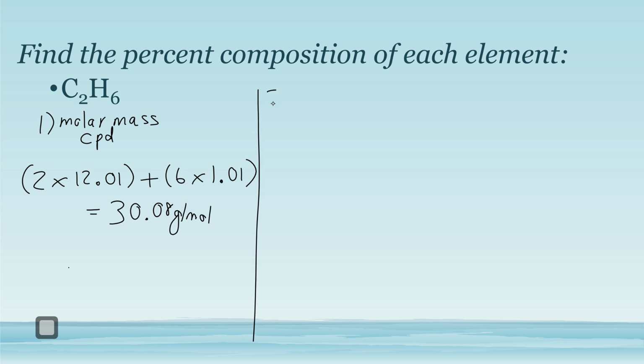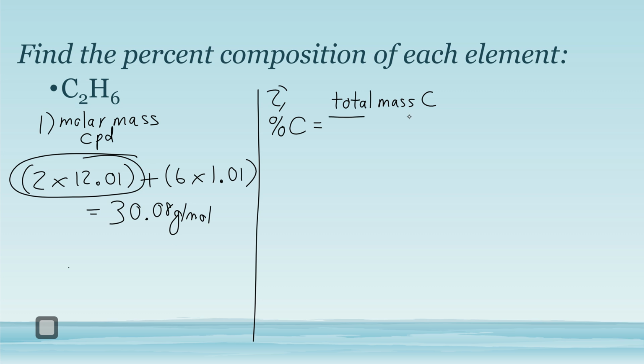Step 2 is now where we use the formula. So I'm going to do percent composition of a particular element. I'm going to say the percent of carbon, and what I'm going to do is put in the total mass of carbon. This is the only mistake people can make: not just the molar mass of carbon, but the total mass. So I'm going to plug in 2 times 12.01, and then I'm going to divide that by the total mass of the compound. And I'm going to multiply that by 100 to get a percentage.